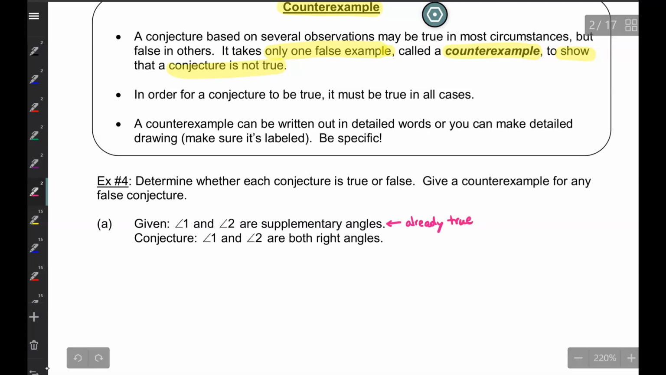Angle 1 and angle 2 are supplementary angles. So the conjecture is angle 1 and angle 2 are both right angles. So we're asking ourselves, must this be true? Okay, so if you have two angles that are supplementary, do they have to be both right angles? And hopefully we're thinking, no, that does not have to be true.